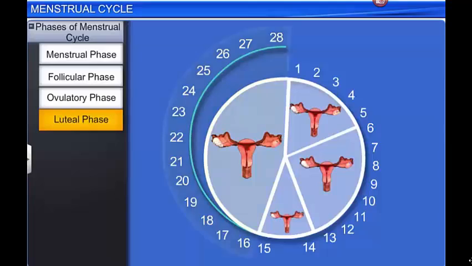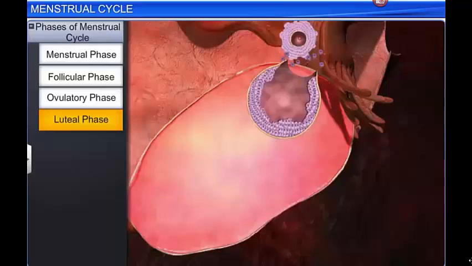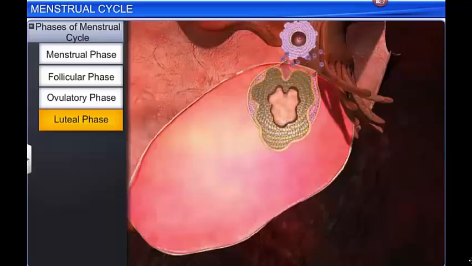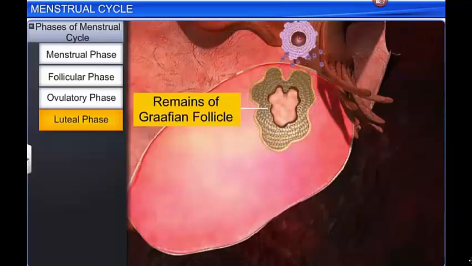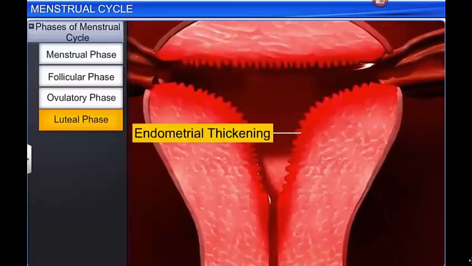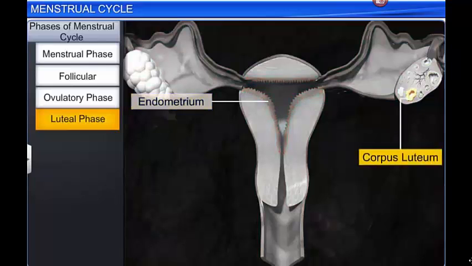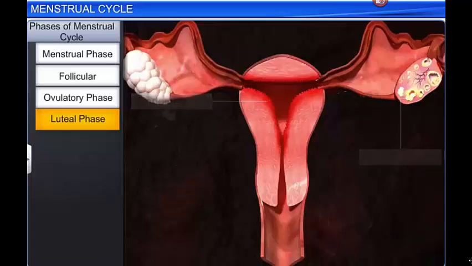This phase causes the transformation of the remaining Graafian follicle into a yellow mass called the corpus luteum. The endometrium too thickens and its blood vessels become coiled and enlarged. Interestingly, the endometrium and corpus luteum play a vital role in the early stage of conception.